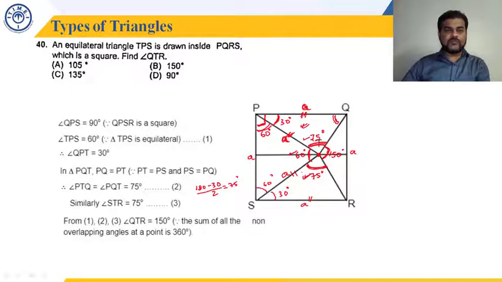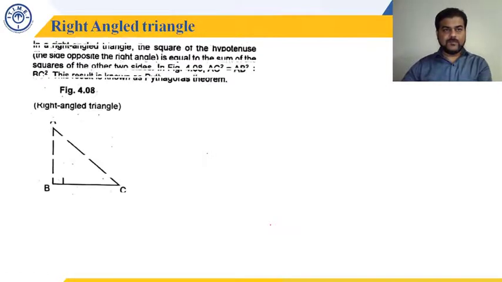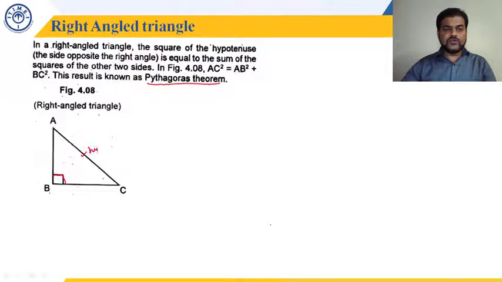Fine. Let us move ahead. Let's look at right angle triangle and its properties. So in a right angle triangle, there is a theorem known as Pythagoras theorem. So what is the Pythagoras theorem? Suppose this is a right angle triangle where angle B is 90 degree. So this side will be the longest side and it is known as hypotenuse.